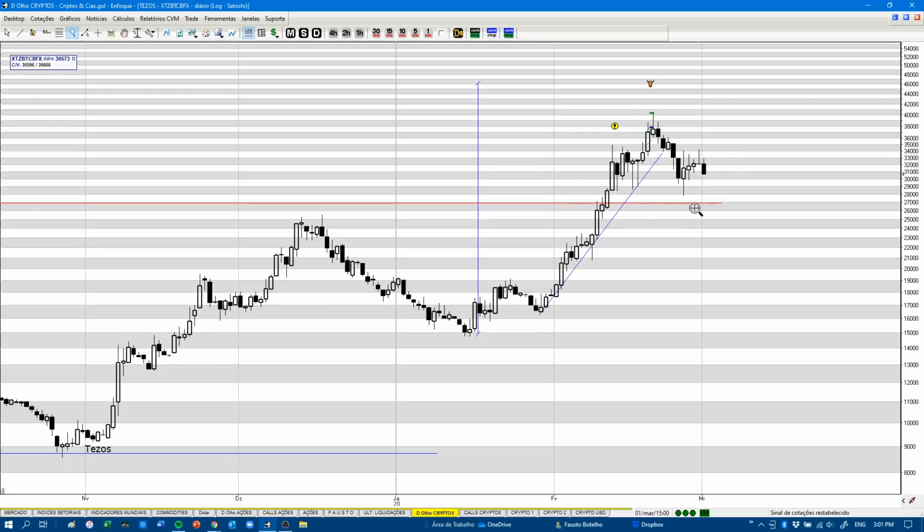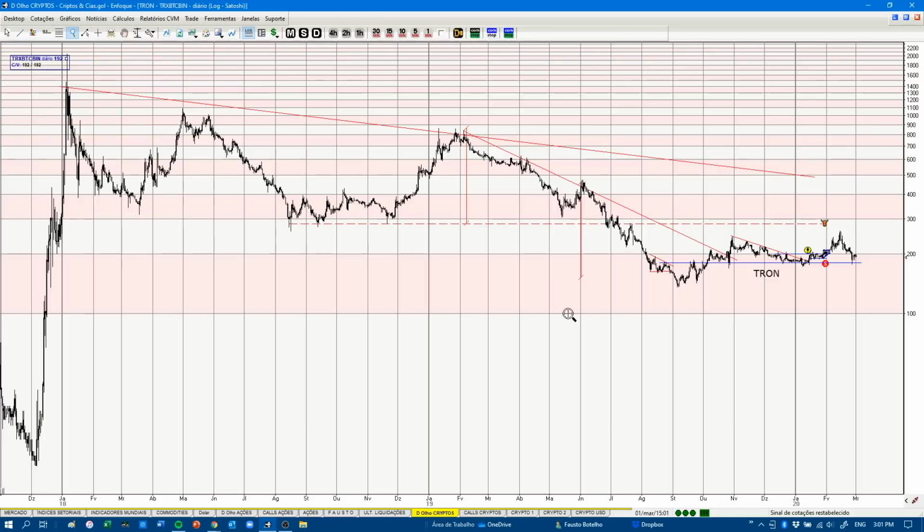Let's see if it holds here. If it does, I'm going to keep considering this as a continuation pattern. I think this might probably end up as an upward rectangle or triangle somehow, but we're keeping an eye on Tezos for that reason too.